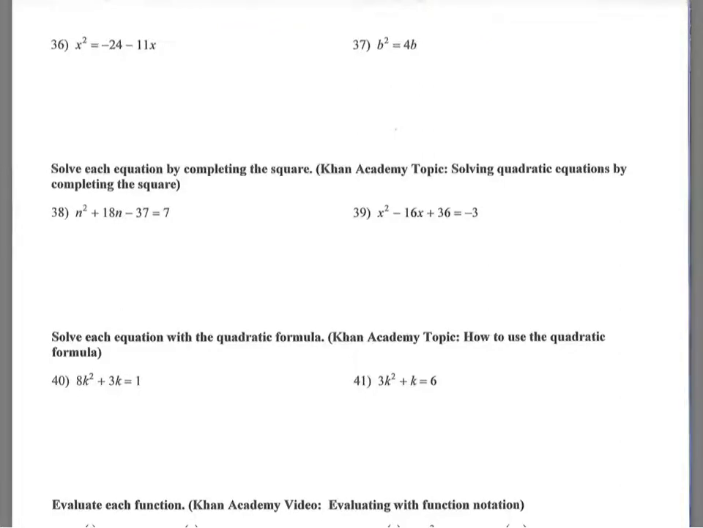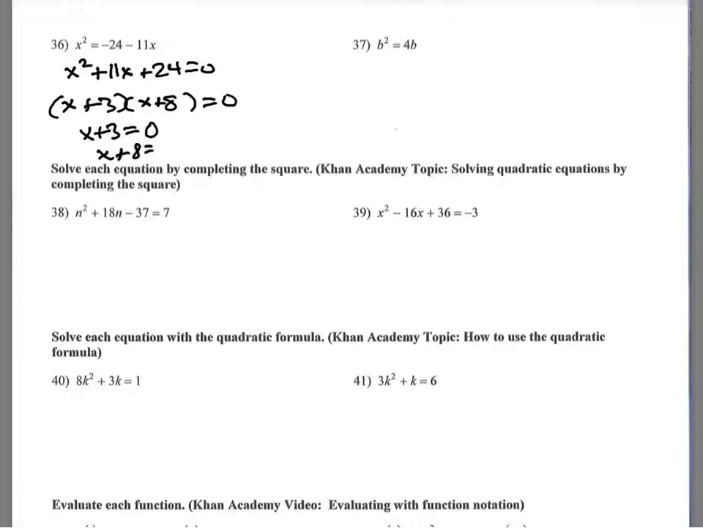All right, 36, more factoring to solve. So again, everything on one side: x squared plus 11x plus 24 equals 0. Two factors of positive 24 that add up to 11: 3 plus 8. So x plus 3 equals 0, x plus 8 equals 0, so x equals negative 3 and negative 8.